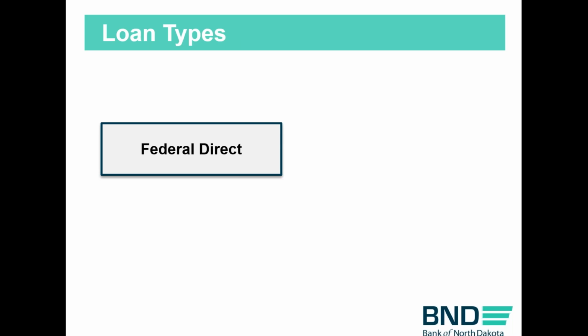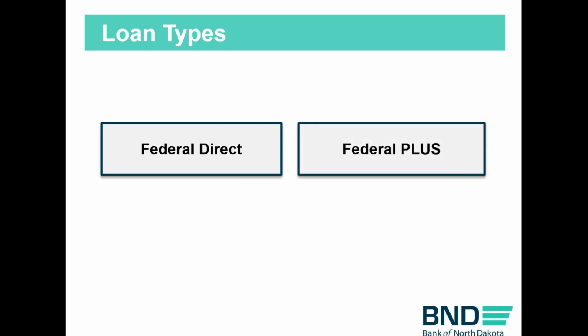And the nice thing about these is that students are able to get these without having a credit score and credit history, and they don't need a cosigner. These are in the student's name, and they don't need that extra stuff that a lot of private banks require when you take out a student loan.